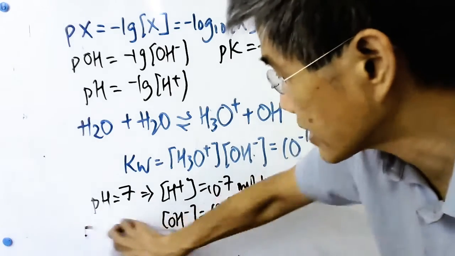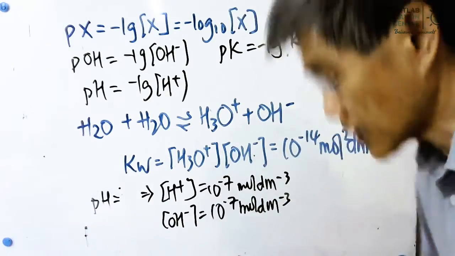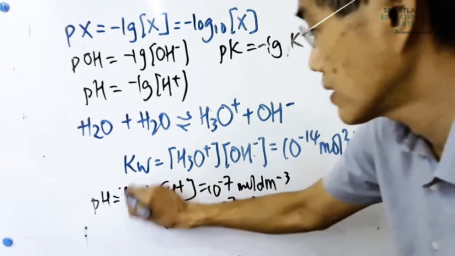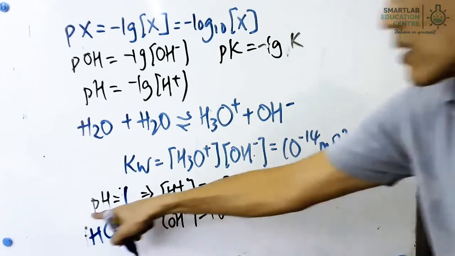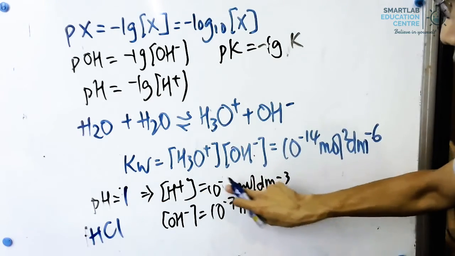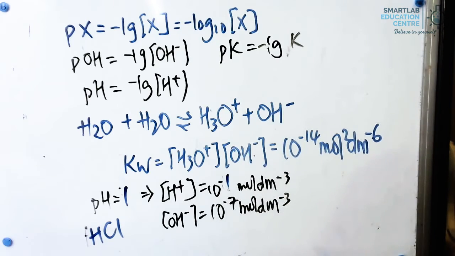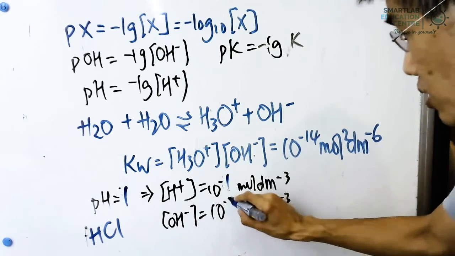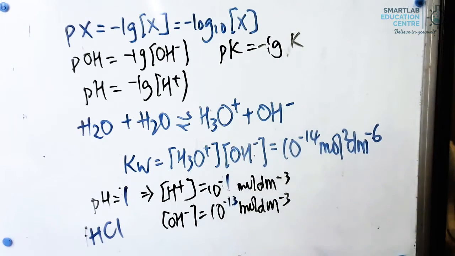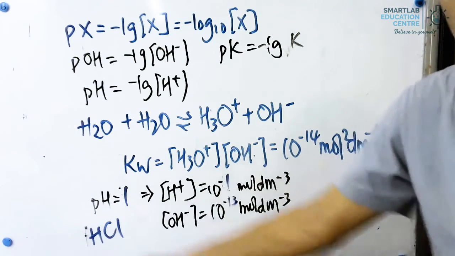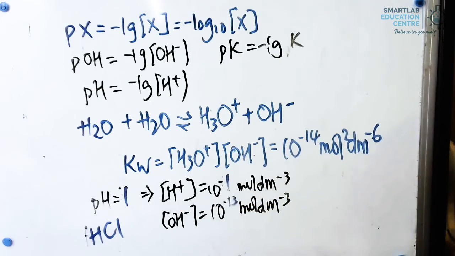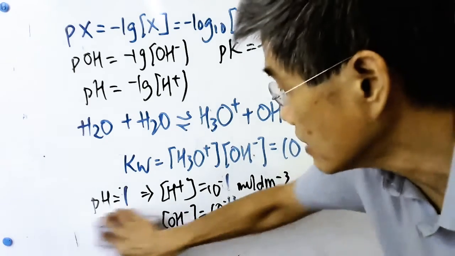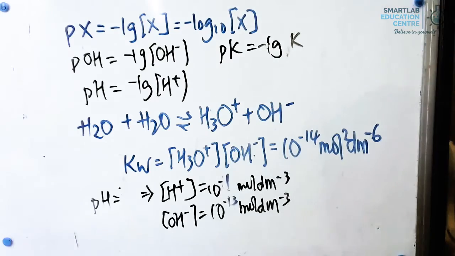Let's take a look at what happens if we make a change. Say the pH of a solution is 1. Of course, this could be our hydrochloric acid. In that context, if pH is 1, the concentration of H plus would be 10 to the power minus 1 mole per dm cube, which means the concentration of OH minus is 10 to the power of minus 13. So this solution is an acid because the concentration of H plus is higher than OH minus.